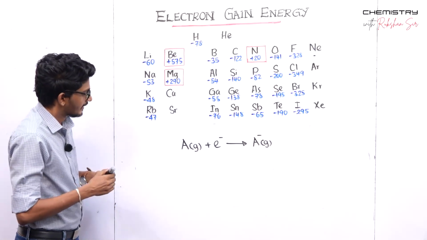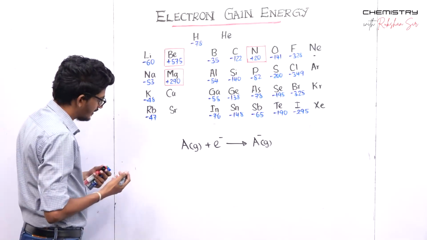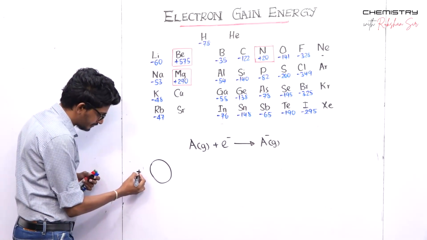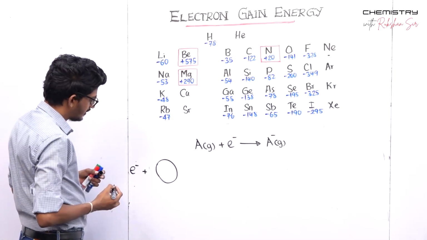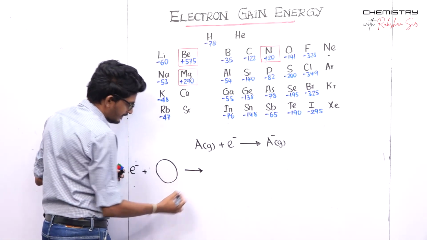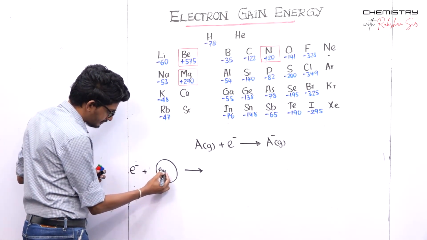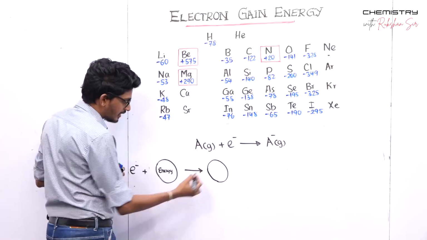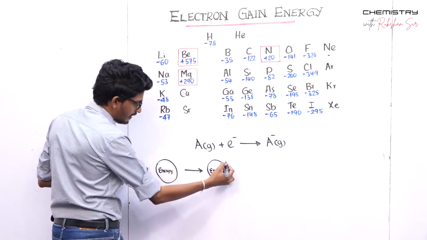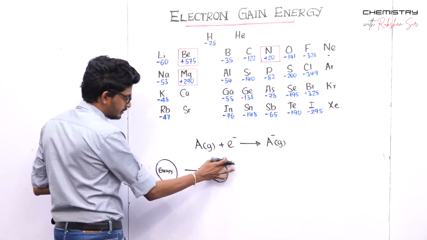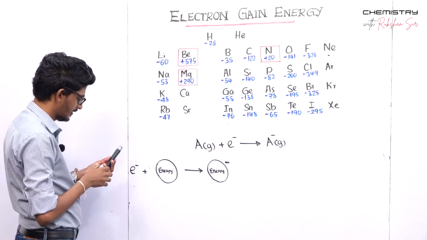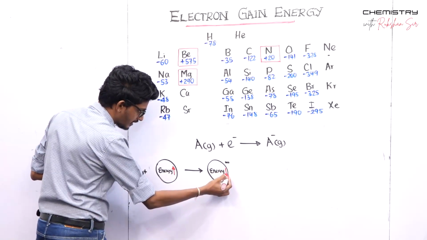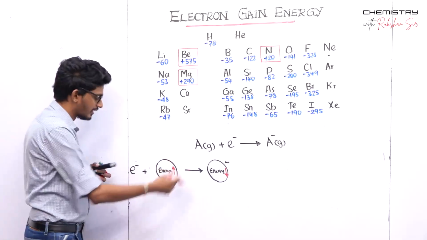When an electron is added to an atom, let's say this is your atom and you add in an electron, if the energy of the atom decreases when forming the negative species, you start with a higher energy and end up with a lower energy here.